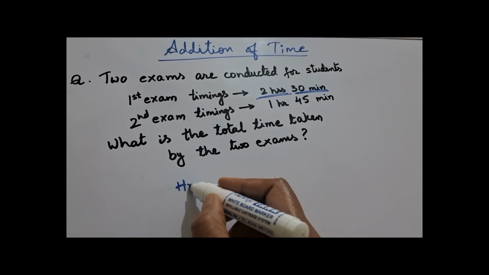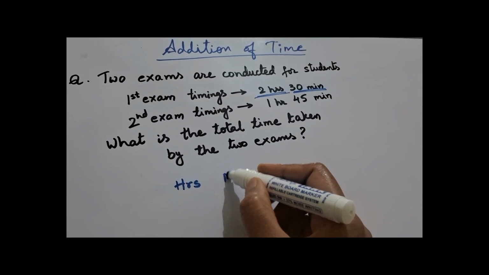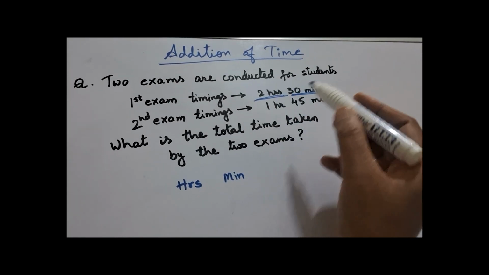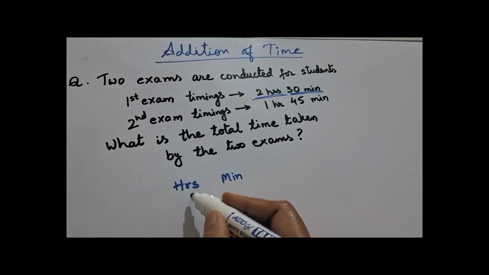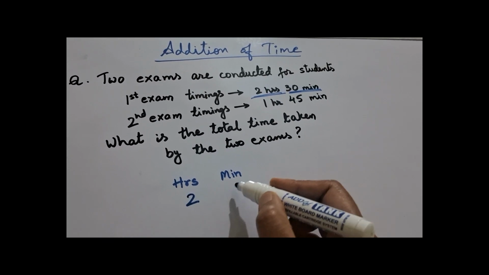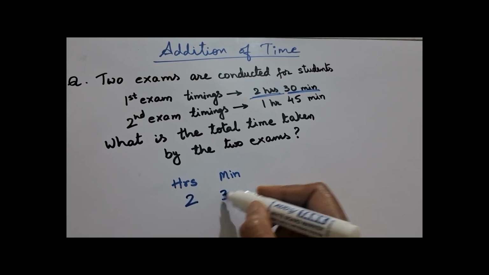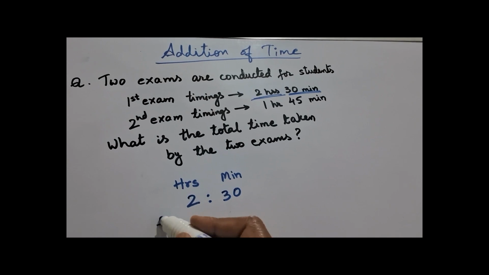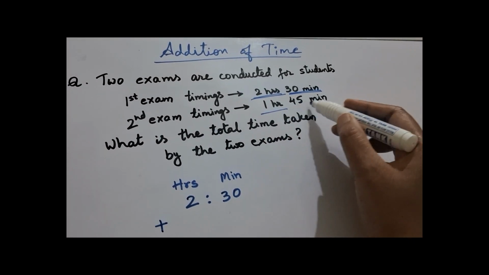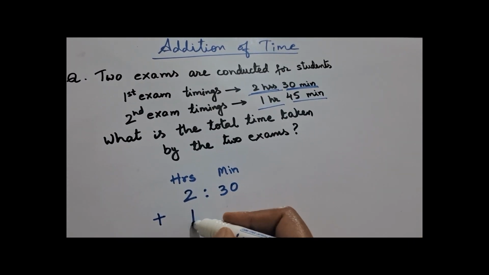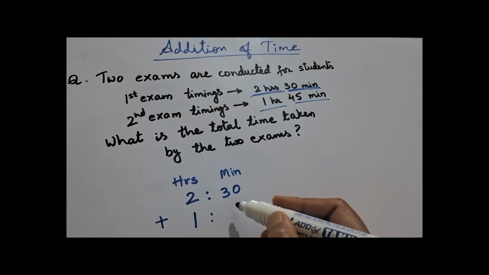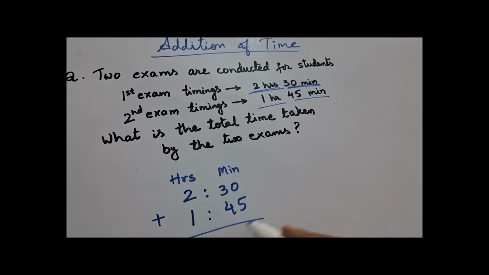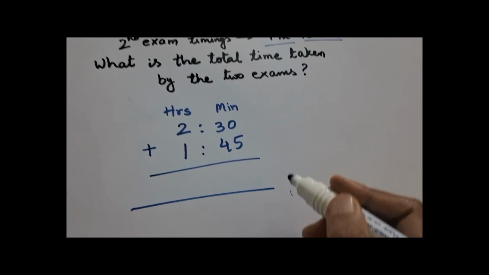So here I am writing hours and minutes. 2 hours 30 minutes can be written as, in place of hours, 2, and in place of minutes, 30 minutes. Okay, children. Next, plus this one, 1 hour 45 minutes. So 1 hour in hours place, 1, and in minutes place, 45. Now let's add it. What will we get? Let's see.